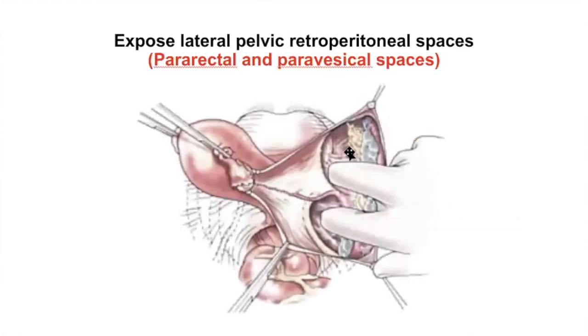The paravesical and pararectal spaces are usually opened bluntly using the surgeon's fingertips. Now, the paravesical space gets its name because it is lateral to the bladder. The pararectal space gets its name because it is lateral to the rectum. Paravesical space, pararectal space.